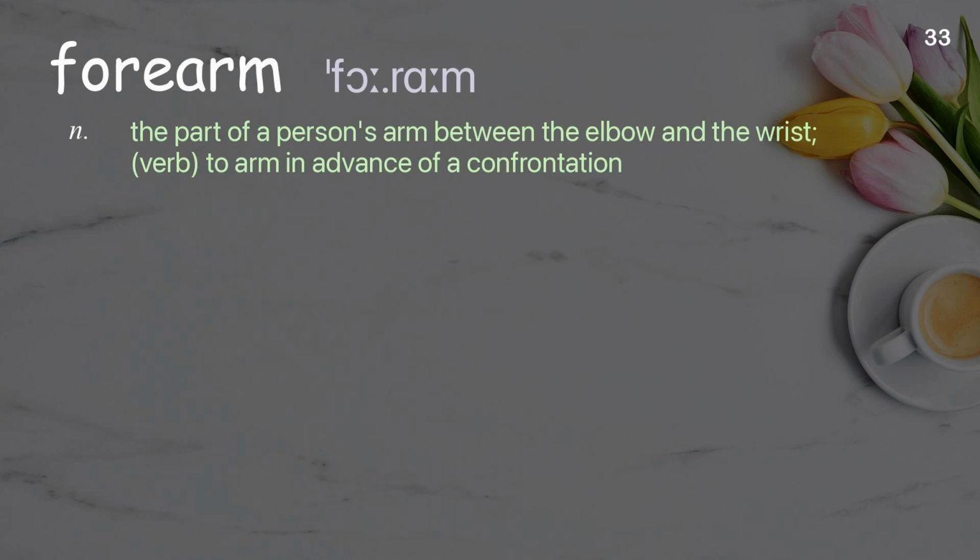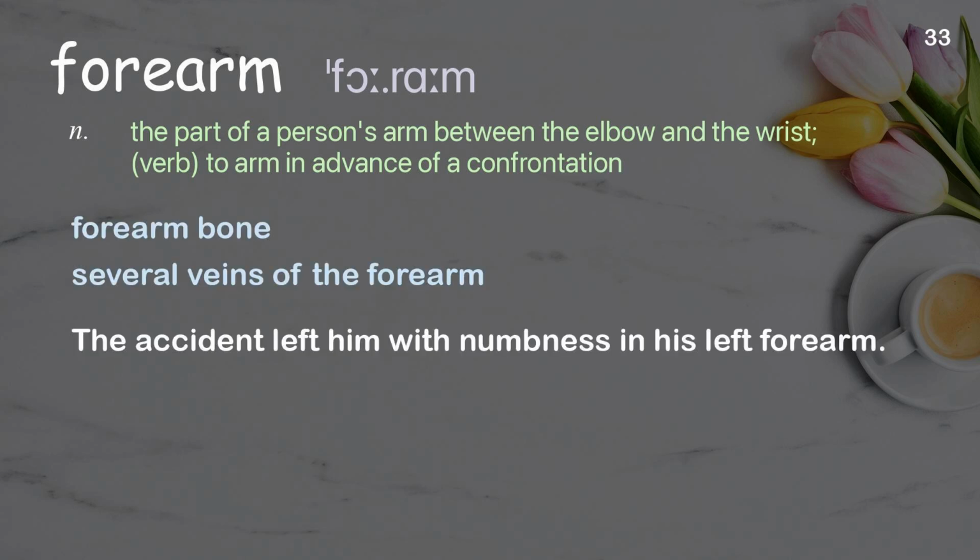Forearm: The part of a person's arm between the elbow and the wrist. Verb, to arm in advance of a confrontation. Examples: Forearm bone, several veins of the forearm. The accident left him with numbness in his left forearm.